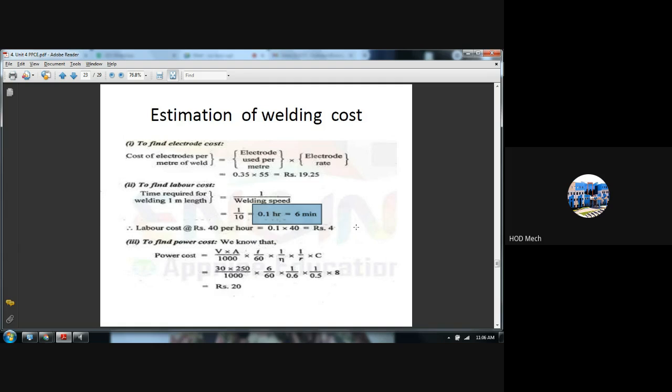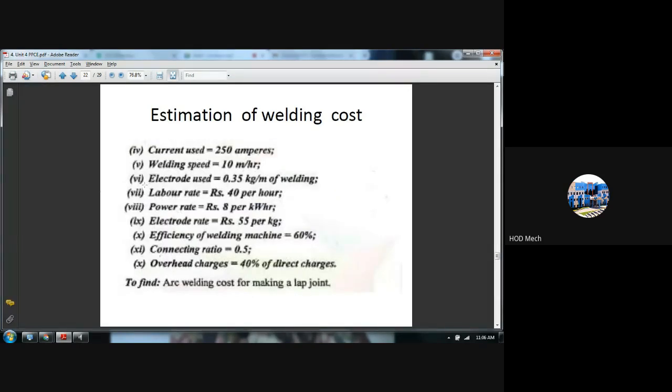6 minutes it takes. Now what is the total labor cost? What is the problem giving? Labor rate is rupees 40 per hour.